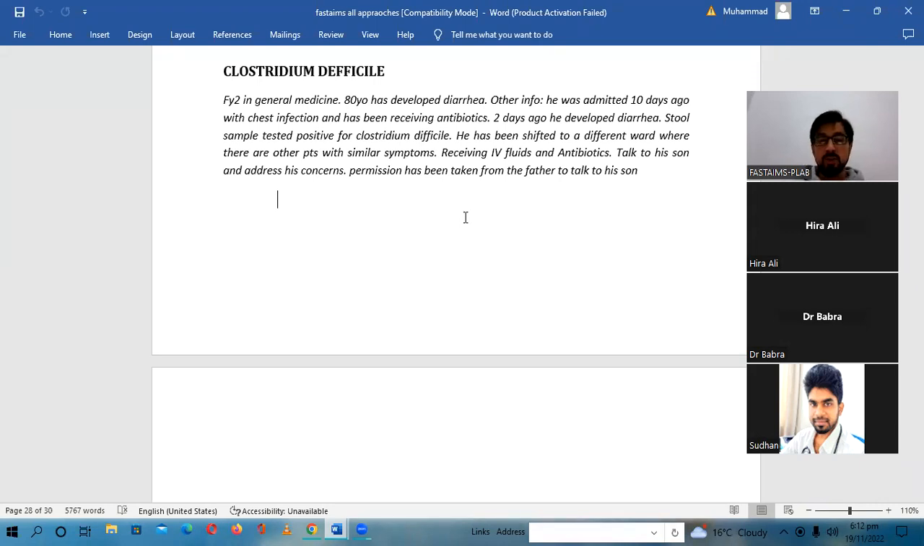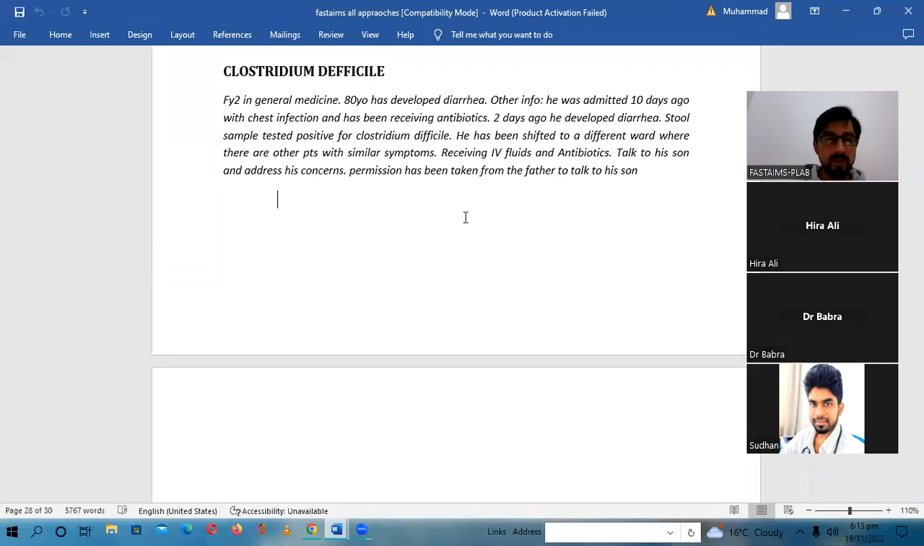And then, again, another question: why has he been shifted to a separate ward? Same answer: anybody who has this type of infection, we need to isolate them and shift them to a specialized ward where we have skilled staff and equipment to deal with this kind of infection, in order to prevent it spreading to other patients. Okay, this is the answer.